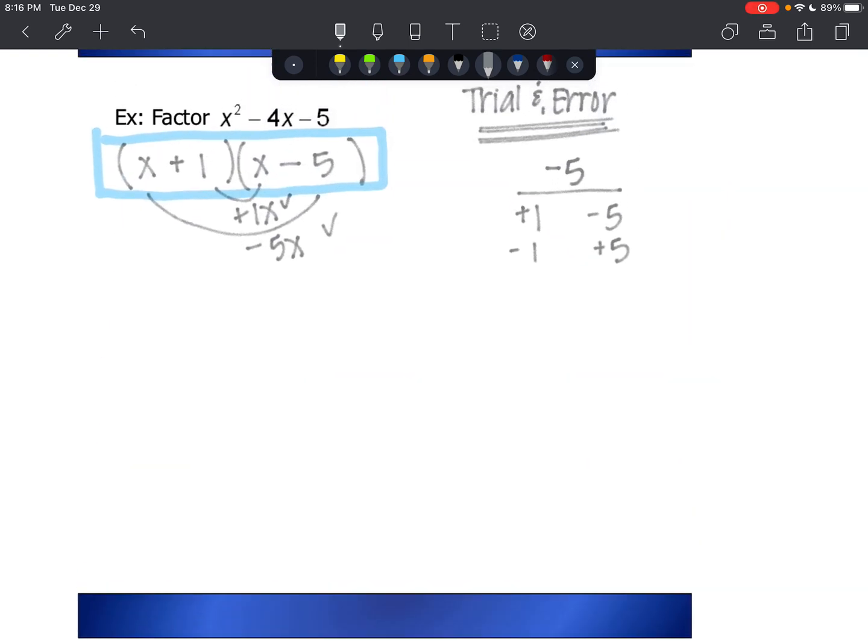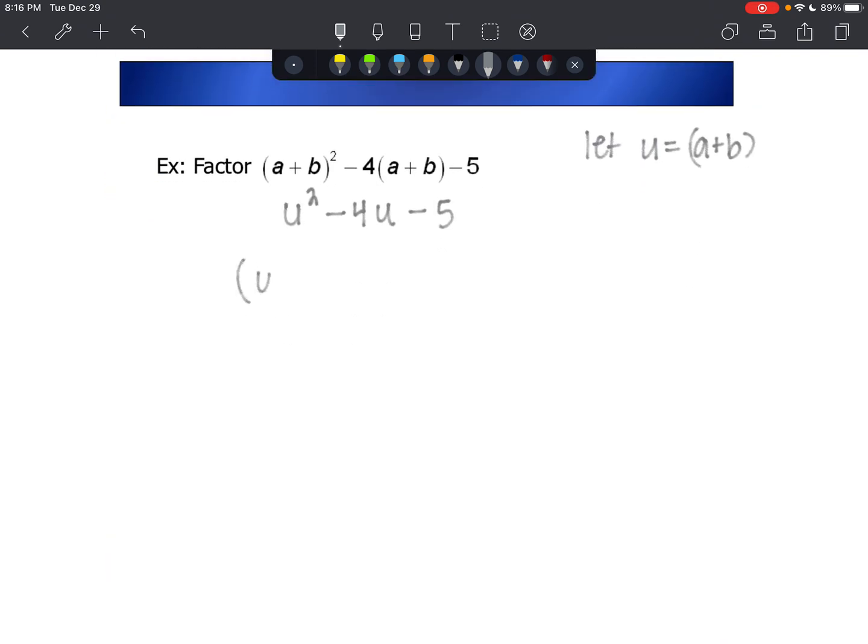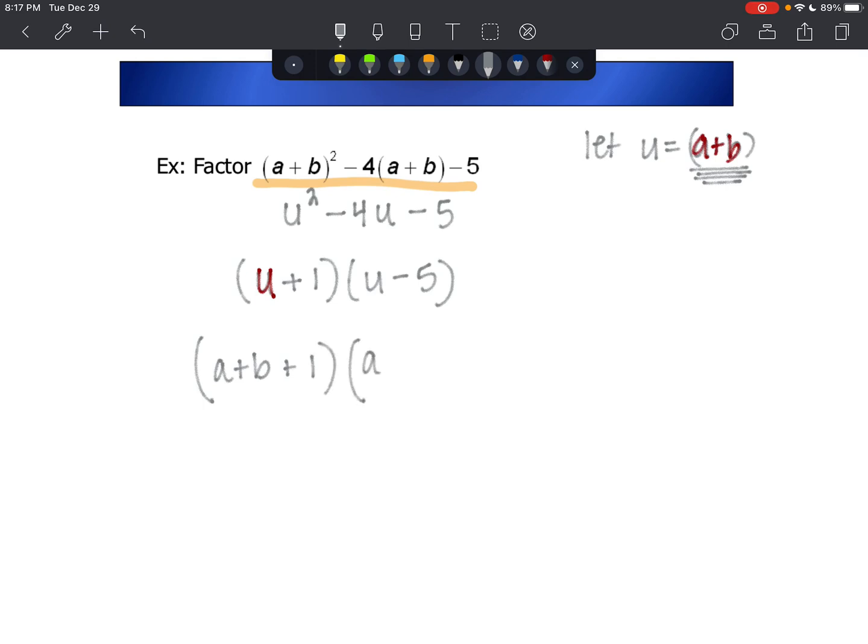Well, didn't we just factor that right there? But they weren't u's, they were x's. So if I factor that, that's going to be (u + 1)(u - 5). But the original problem didn't have any u's in it. So now I have to go back and substitute back in a + b. Replace u with a + b. So we're going to have (a + b + 1) times the quantity (a + b - 5).